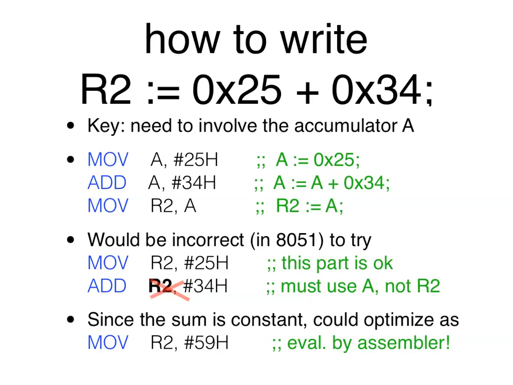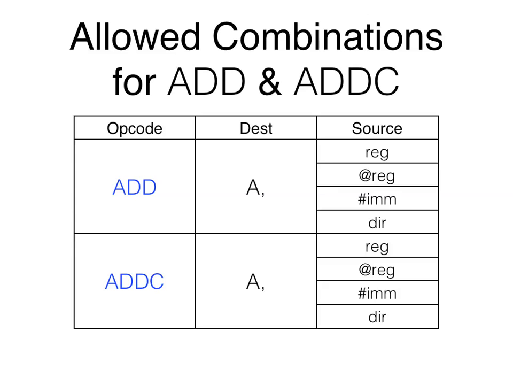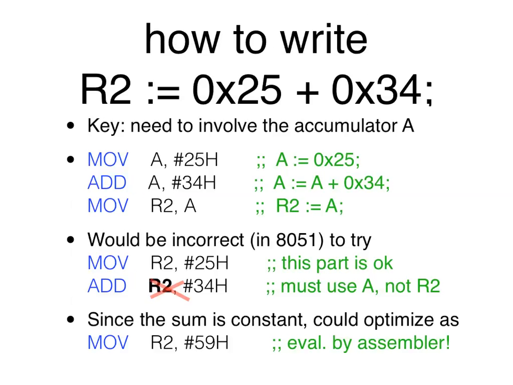Now, you might say, why couldn't I just do move R2 comma pound sign 25? Well, that part is allowed, yes. Now, if I do add R2 gets R2 plus pound sign 34, sorry, that's not allowed. Because, as you recall, the destination can only be A. I didn't make up this rule. That's just the way 8051 requires. So you must use A as the first operand.